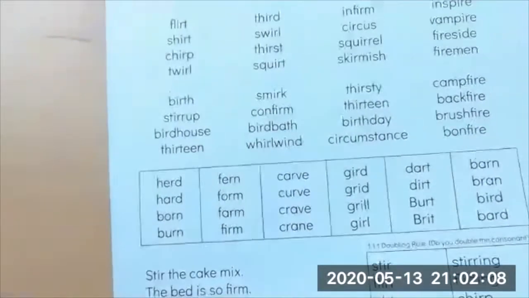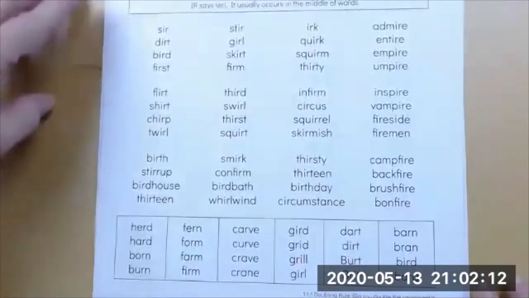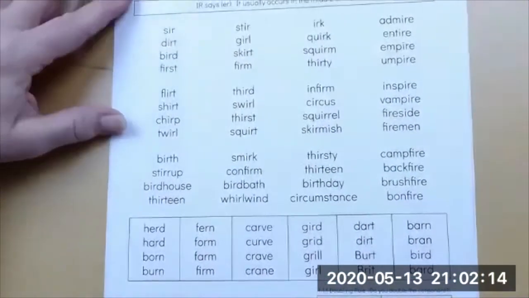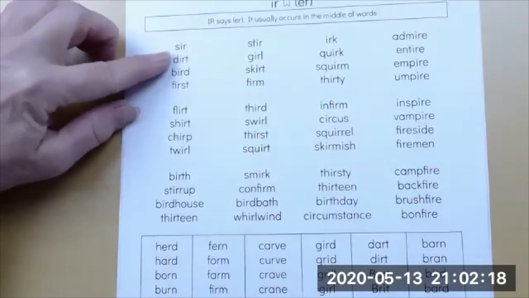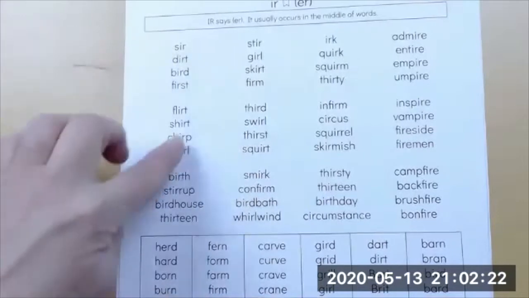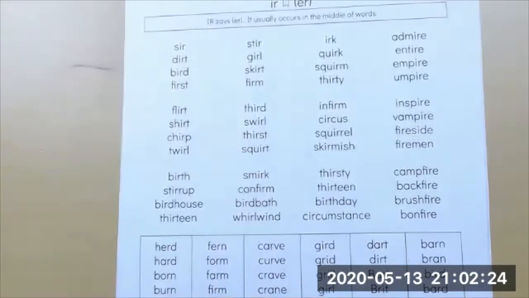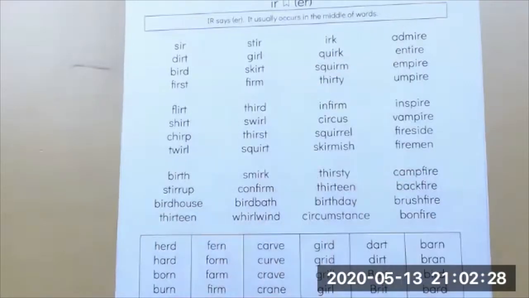So the IR page is slightly different. The IR page also says /ur/ and it almost always occurs in the middle of words, but it's not nearly as frequent as ER. So you can take the child through some single syllable words, but look, there's not that many single syllable words with IR. The same with ER. There are a lot of bigger words that have IR in them.